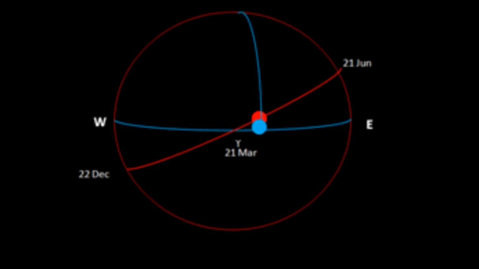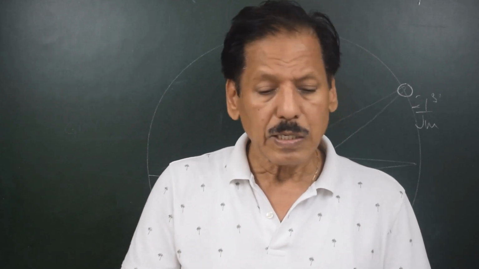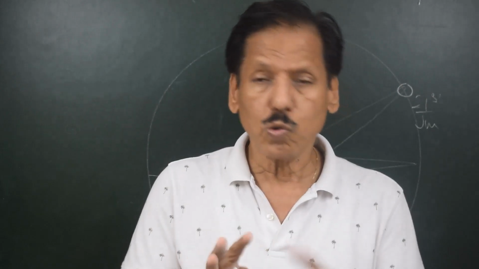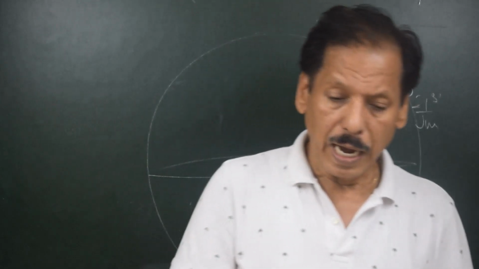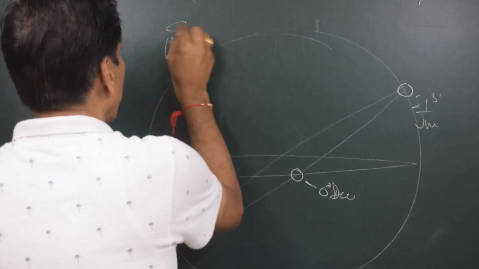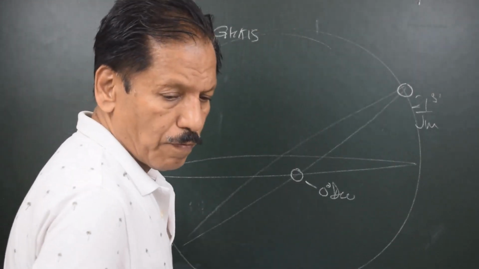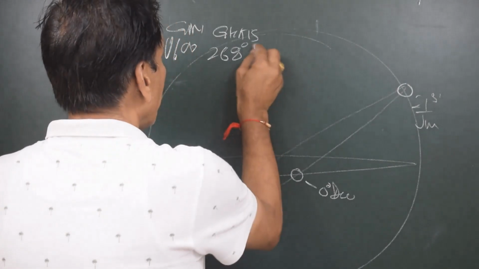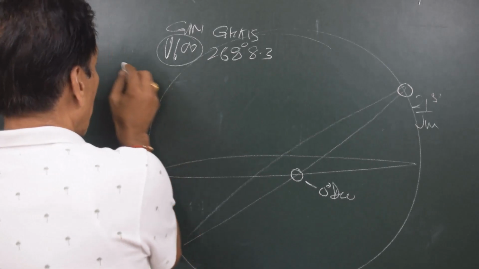Like I have the data taken from one of the almanacs, and we are more interested in the values. So this is the moment of 0 degree declination around 20th or 21st June. It happens at 6 o'clock GMT, and what I find here is at 0600 GMT, the GHA of true sun is 268 degrees and 8.3 minutes.